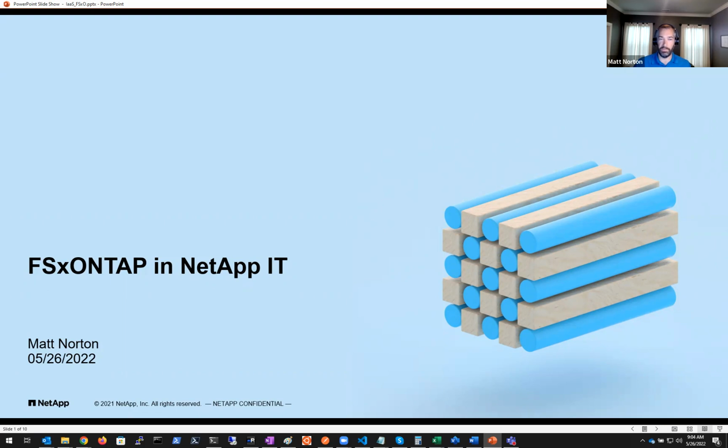And so obviously we have an interest in a good use case for FSx ONTAP. So today we'll talk about how NetApp IT is using FSx ONTAP, what we like, what we don't like, some of the pros and cons, especially against other products, earlier products like CVO or Cloud Volumes ONTAP.